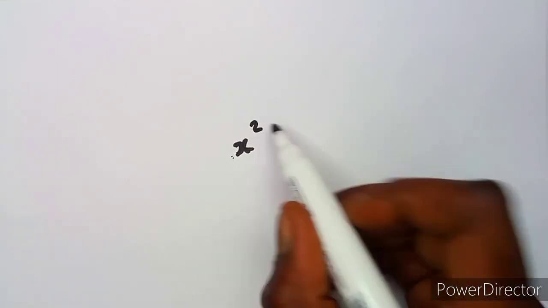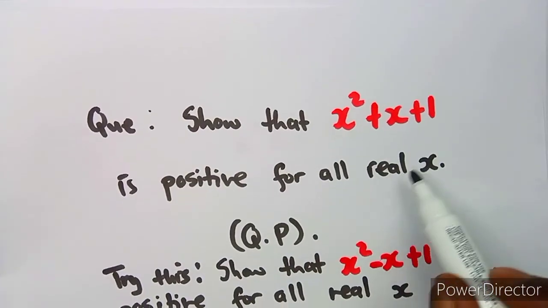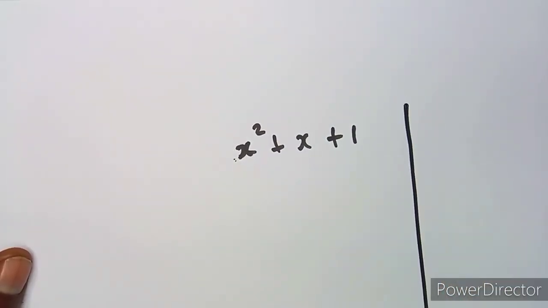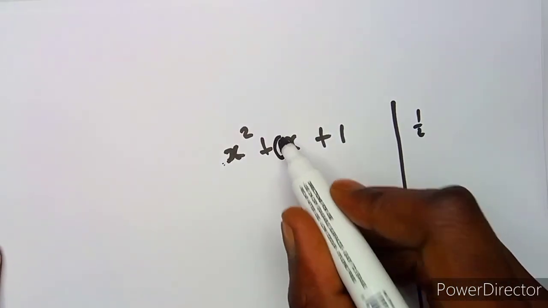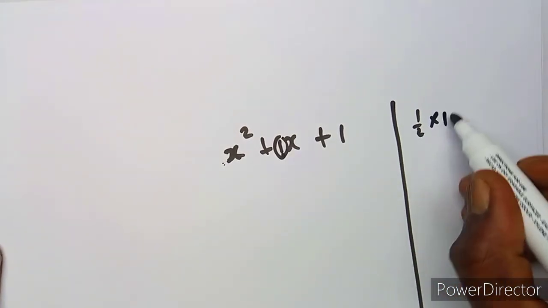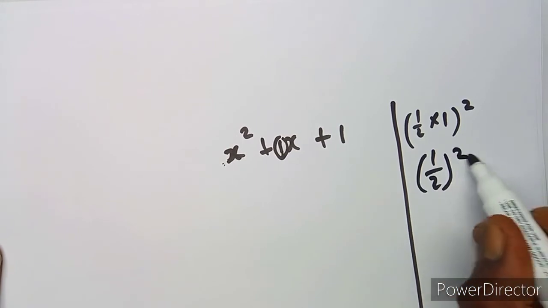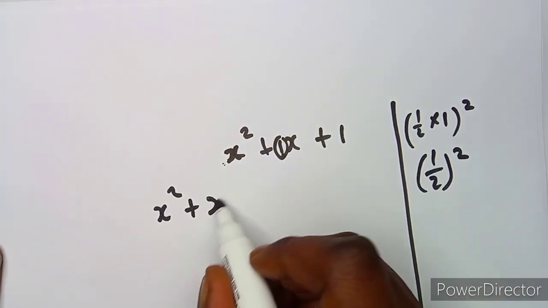So after completing, I'll explain what's going to happen here. You want to show that this is positive for all the real values of x. Okay, so let's complete the square and see what's going to happen here. Half of what? Half the coefficient of x, which is 1. Already the coefficient of x squared here is 1. So you need to find half the coefficient of x, which is half of 1. Then you square it, of which half of 1 is a half squared.